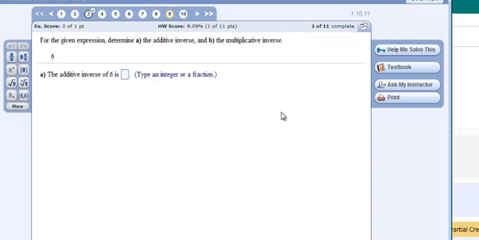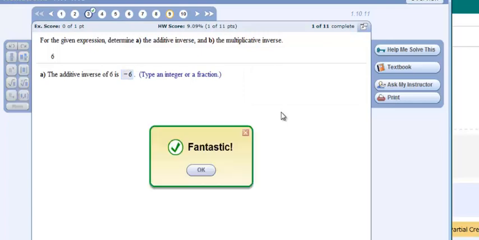Let's do number 9. For the given expression, determine A, the additive inverse, and then B, the multiplicative inverse. So the number that it gives us is 6. The additive inverse of 6 is, when you're thinking of additive inverse, what do you add to 6 to get you to 0? The answer is -6. So let's hit that, and that's good.